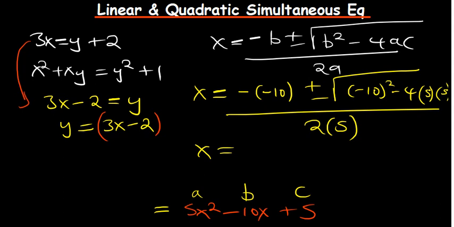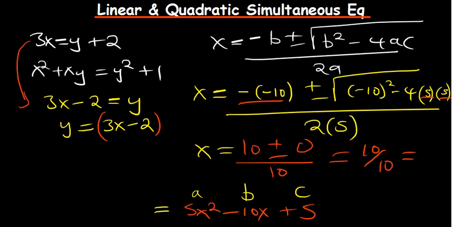So negative times negative gives positive, so plus or minus. Negative 10 to the power 2 is 100. 5 times 5 is 25, times negative 4 is a minus 100. So 100 minus 100 is 0. Root of 0 is just a 0 over 10. So actually we call this equal roots because we only have one answer there. Whether we add or subtract 0, it remains 10. So it's 10 over 10, which gives us just the one value of x.